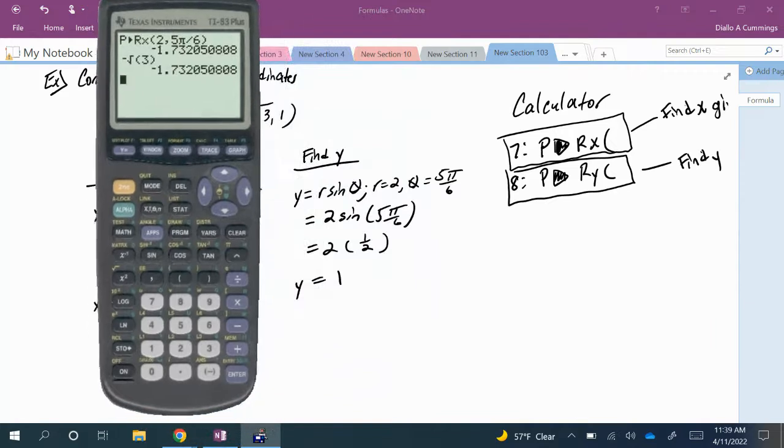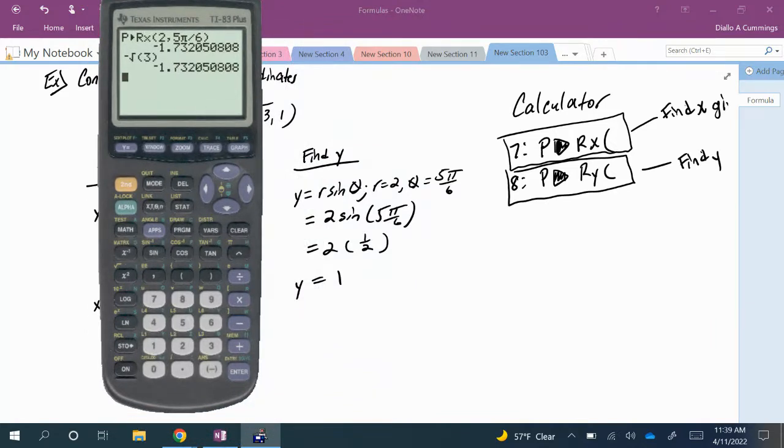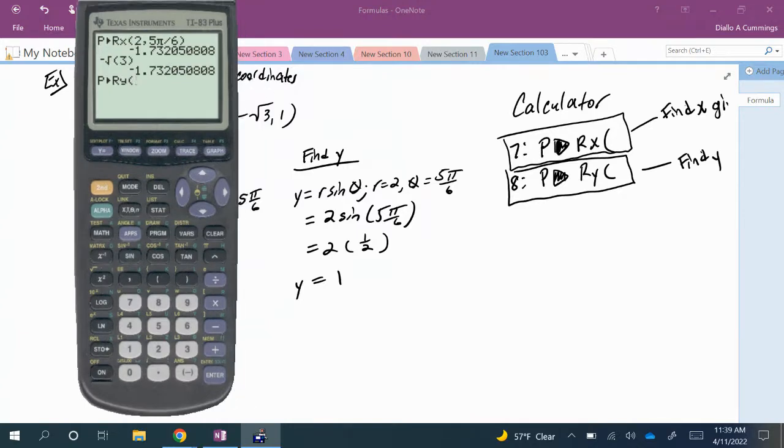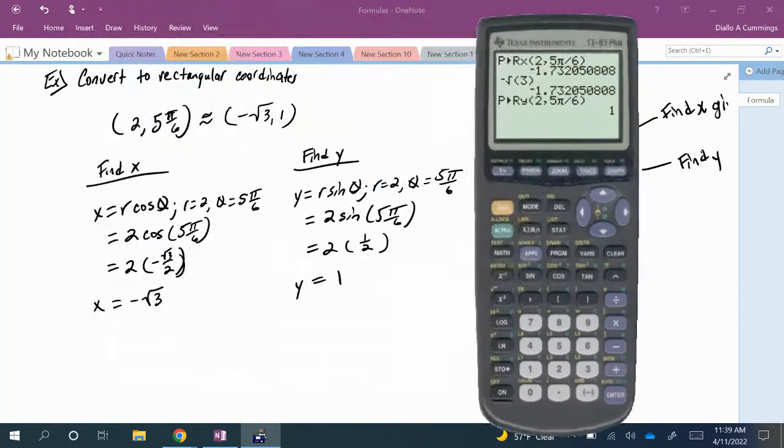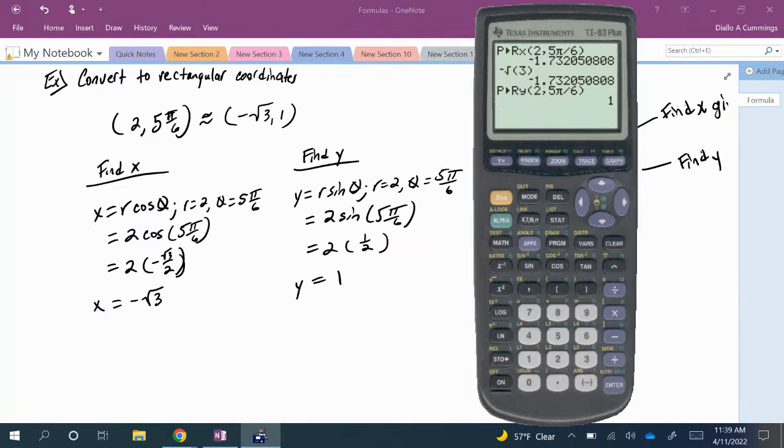We can also find the y coordinate. So I'm going to go back in the angle. I'm going to go down to the 8th function. All right, I'm already in radian mode. I'm going to put in the coordinates 2, 5 pi over 6. Right, and I get 1. So we have converted polar coordinates to rectangular coordinates in 2 ways. We did it by hand by using the formulas, and we also used the calculator.